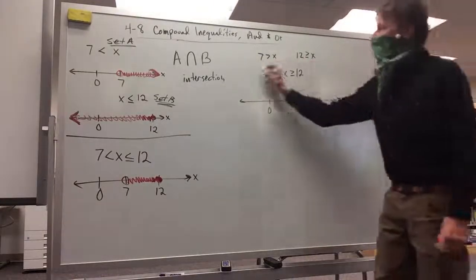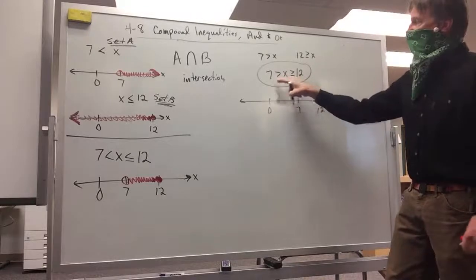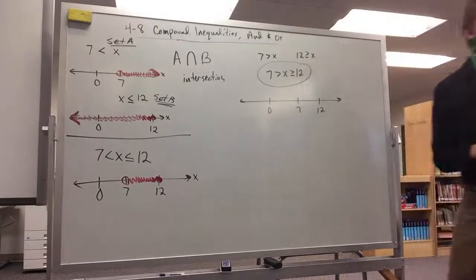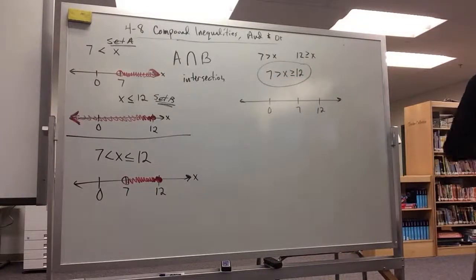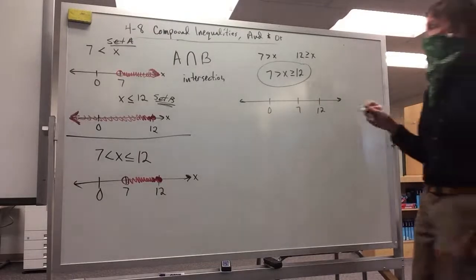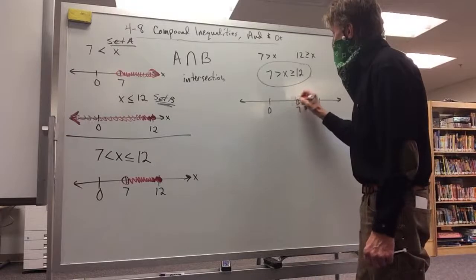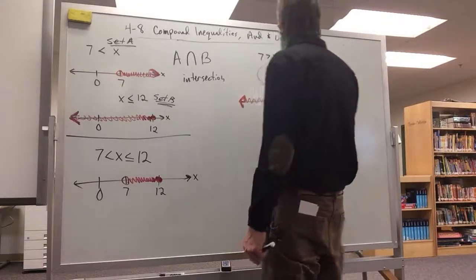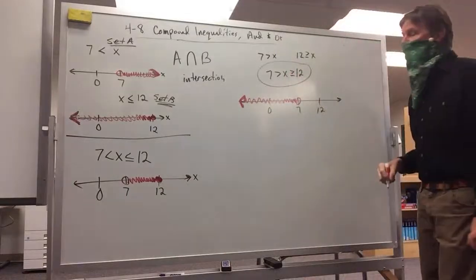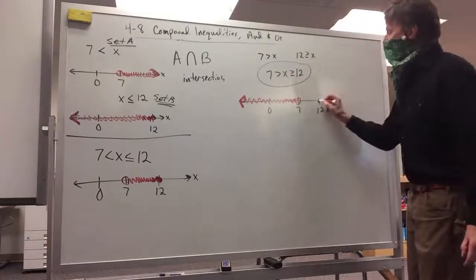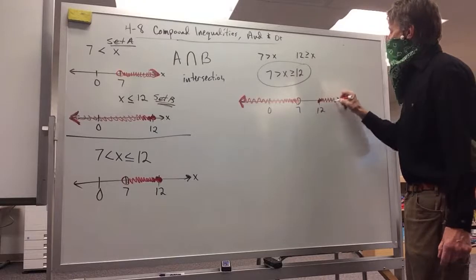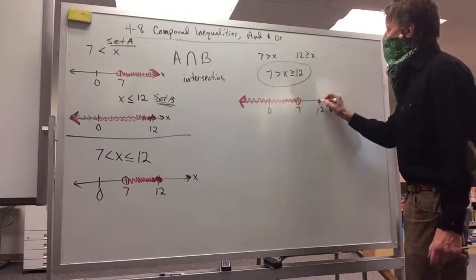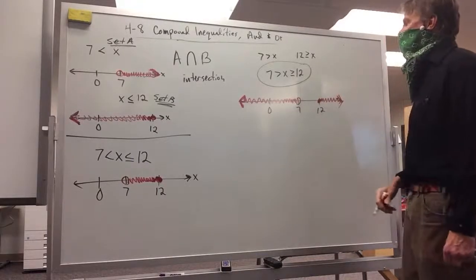So let's graph this. X has to be smaller than 7. So which direction do we go from where? Down the left, from 7. And it's open, isn't it? Now, x has to be greater than or equal to 12. So we start, yeah, right? So it's here on over.